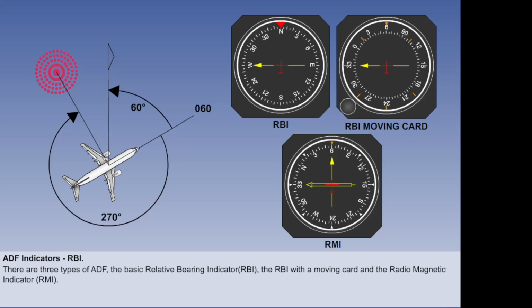Now that we know how the NDB and ADF work, how is the information presented to the pilot? It depends upon the degree of sophistication of the indicator. There are three types: the relative bearing indicator, RBI, the moving card RBI, and the radiomagnetic indicator, RMI.